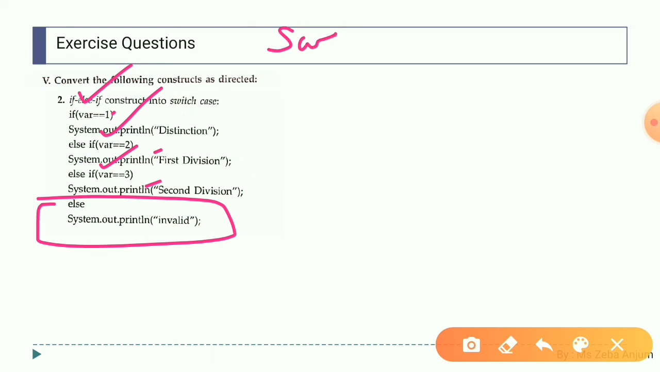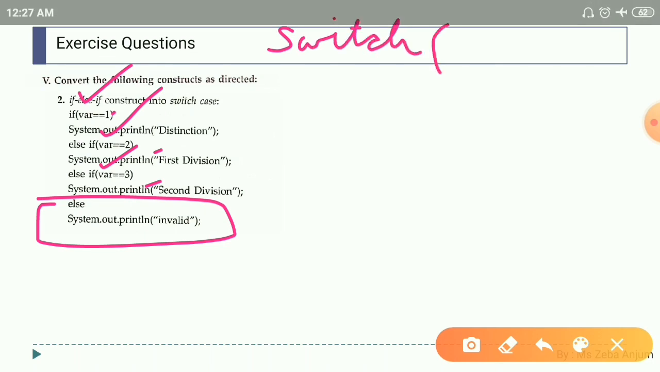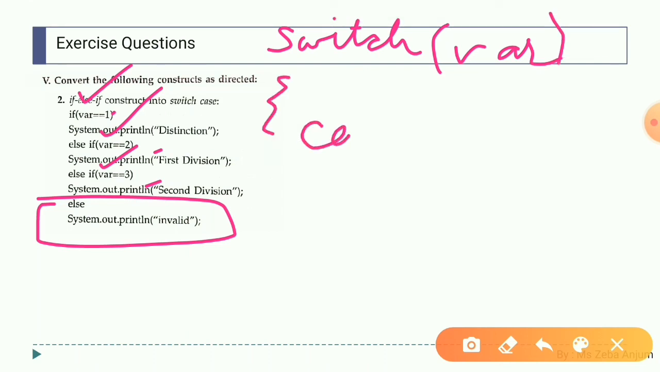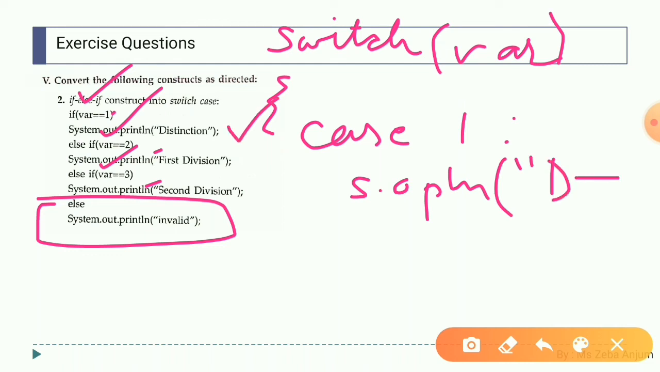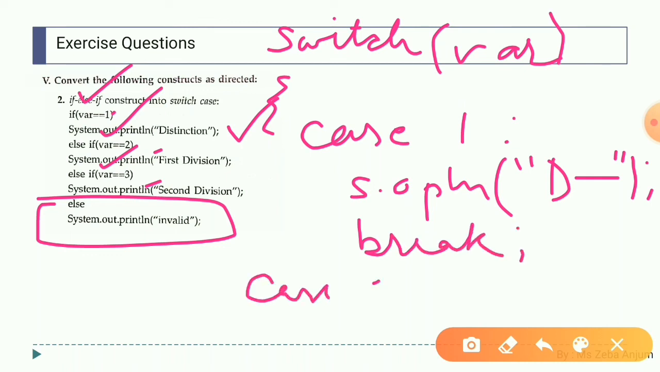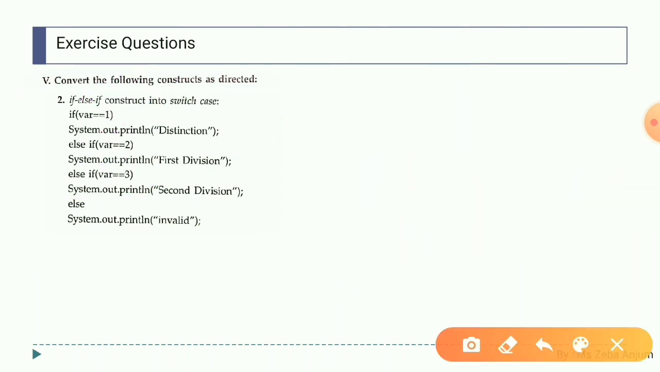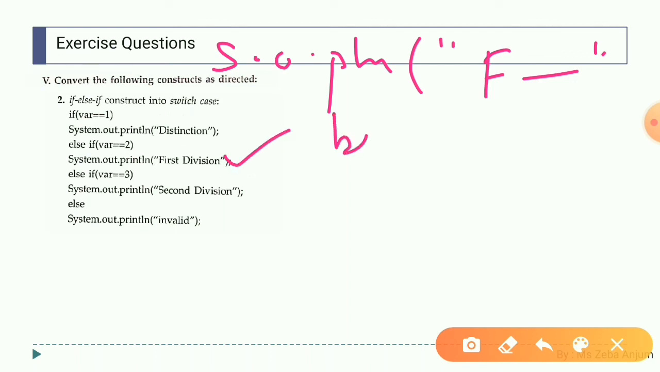Firstly write down switch, and in brackets you write var. Now open the bracket. Firstly case 1, then colon. Afterwards write System.out.println and in brackets write distinction as it is written over there. Then again break. We are done with our case number 1. Then case number 2 we are going to write. I'm erasing this portion. Continue with your answer. For case 2 we write System.out.println and this first division, write it from here. Then again break.